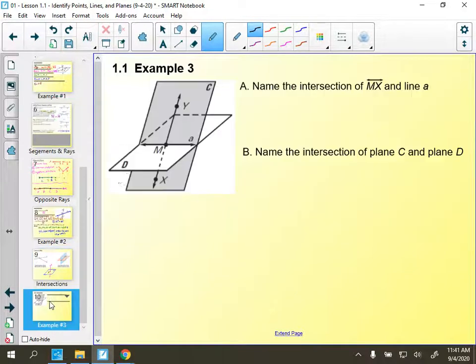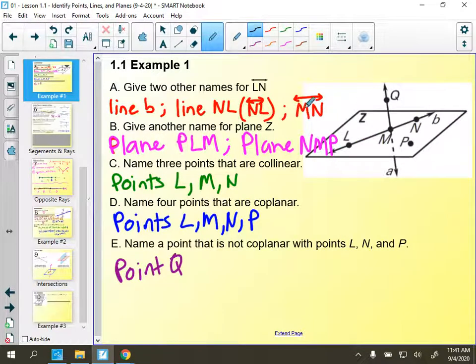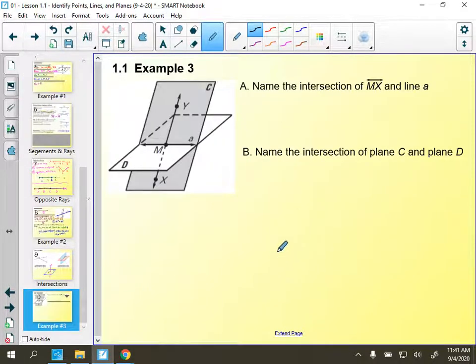So the last example we have to look at, it's got a figure here. We do have some labels on them, but it's the same thing. Every example we've done has been kind of analyzing some figures and using proper abbreviations, proper terminology, proper vocab to describe the situation. So it's specifically asking us to name the intersection, and here's where I got to be strong with my abbreviations, of line MX. You know me, I like to highlight it. So where's line MX? It's this line that's kind of on what we'd call the shaded plane right here, or plane C. Name the intersection of that line and line A.